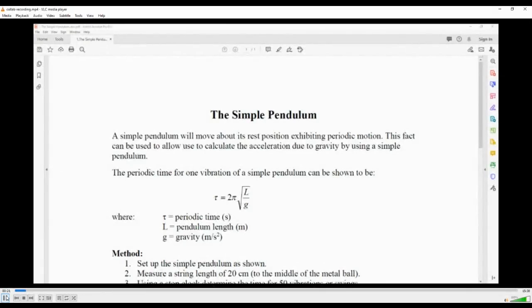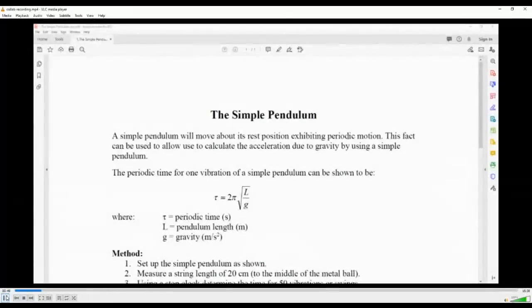So the lab we're going to start off with this year is the simple pendulum. We've spoken a bit about periodic motion and simple harmonic motion and the movements of pendulums in the theory class. So let's just think about those two terms before we start. We're saying the simple pendulum will move about its rest position, exhibiting periodic motion. So what is periodic motion? Let's think back to our definition for periodic motion.